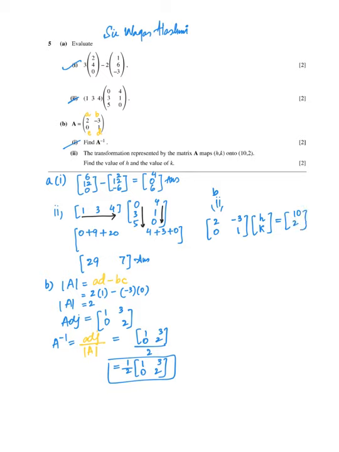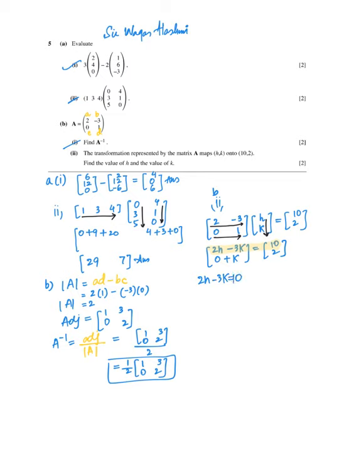Firstly we need to multiply, and for multiplication again we are going to use the arrow method. So that equals 2 times h, 2h minus 3k. For the next one it will be 0 plus k. On the right side we have 10 and 2. Now you can equate these two equations. First I will equate this one, highlighting it: 2h minus 3k equals 10.